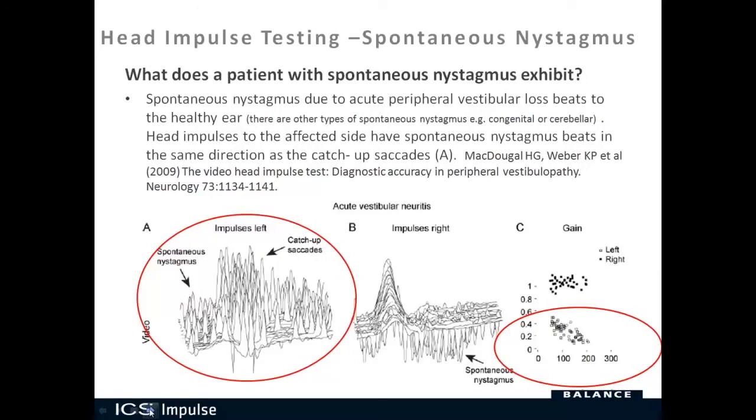So what does that mean? Let's look here. We do a leftward head impulse. This is an example of a patient that has a left-sided abnormality.